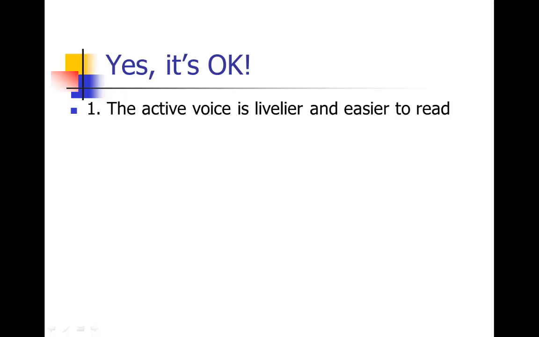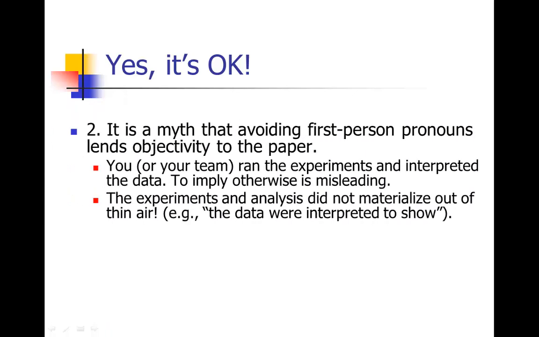There are other reasons too. The reason I think this prohibition against first person pronouns probably crept in is that there was this idea that if you take the we or I, if you take yourself out of the manuscript, it would somehow lend the manuscript objectivity. And really I think this is just a myth. It doesn't make the manuscript more objective if you pretend that you weren't involved in the experiments and the interpretation of the data, because of course you or your team ran those experiments and interpreted that data. Putting it in the passive voice, the data were interpreted to show, makes it sound as if that interpretation just came from up high, and obviously that's not what happened.